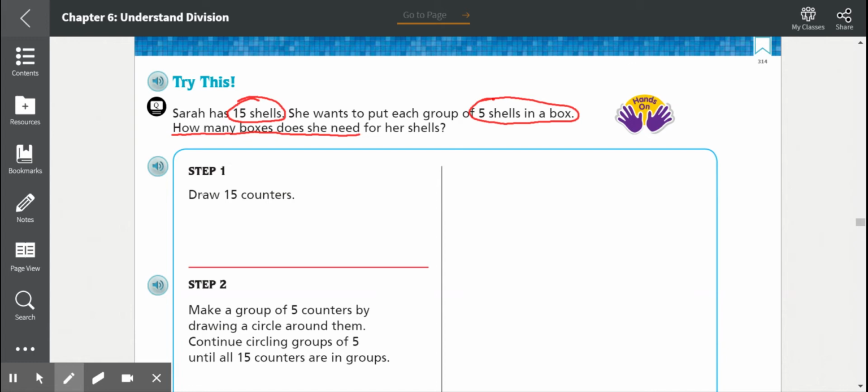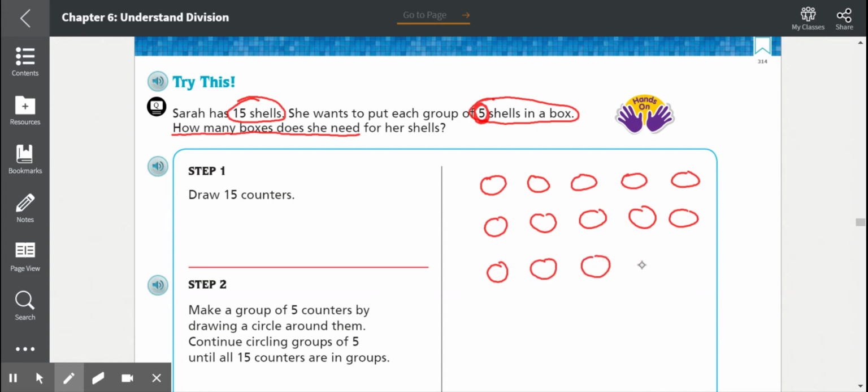Step 1, draw 15 counters. So that's what we'll do over here. We're going to draw 15 counters. 1, 2, 3, 4, 5. And I'm going to draw groups of 5 because I know that she wants to put 5 shells in a box. So we know we're going to be circling groups of 5. So that's 5, 6, 7, 8, 9, 10, 11, 12, 13, 14, 15.